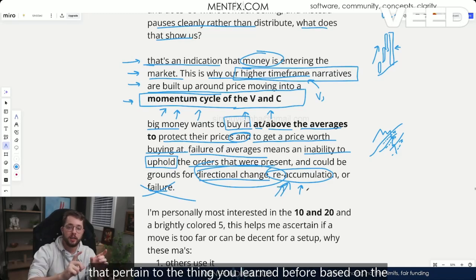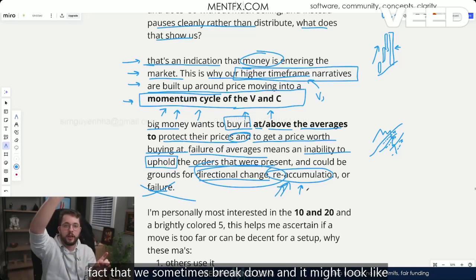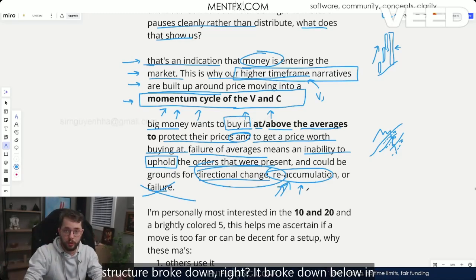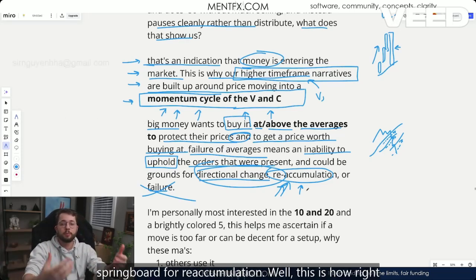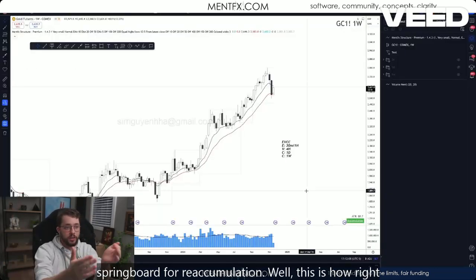How does that pertain to the thing you learned before, based on the fact that we sometimes break down, and it might look like structure broke down, right? It broke down below an anticipation higher low, but it acts as a springboard for reaccumulation. Well, this is how right here.